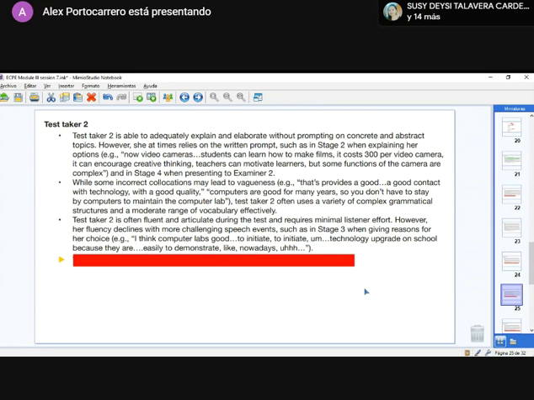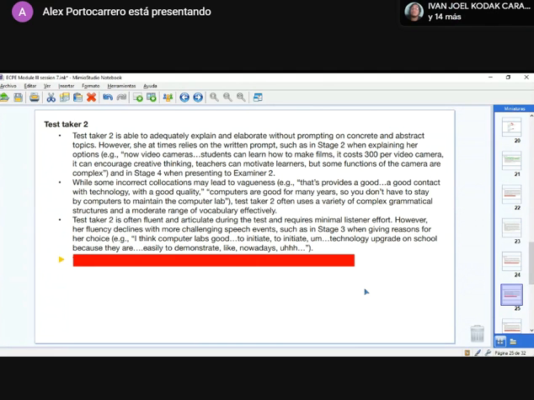While some incorrect collocations may lead to vagueness, example, that provides a good contact with technology, with a good quality. Computers are good for many years, so you don't have to stay by computers to maintain the computer lab. Test taker 2 often uses a variety of complex grammatical structures in a moderate range of vocabulary effectively. Test taker 2 is often fluent and articulate during the test and requires minimal listener effort. However, her fluency declines with more challenging speech events, such as in stage 3, when giving reasons for her choice.